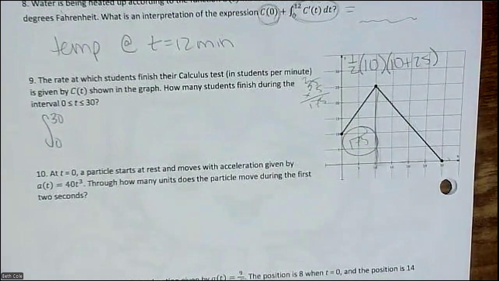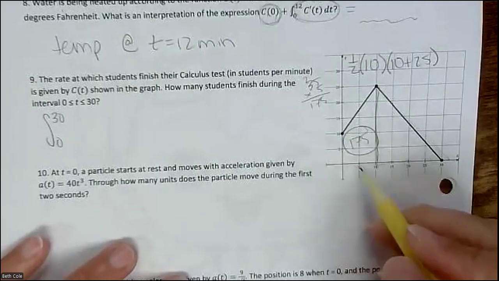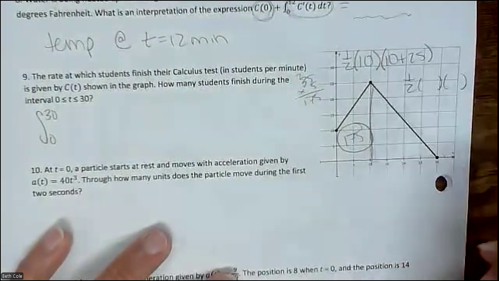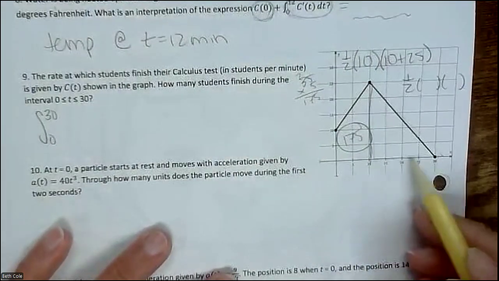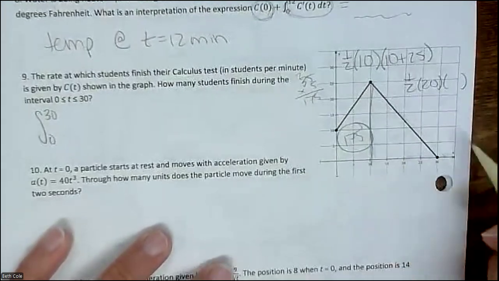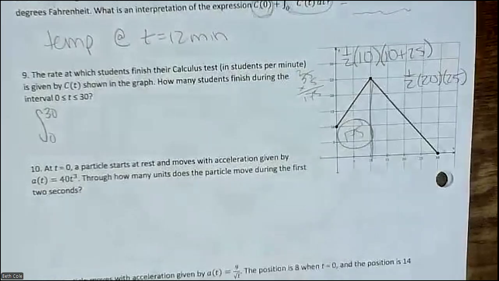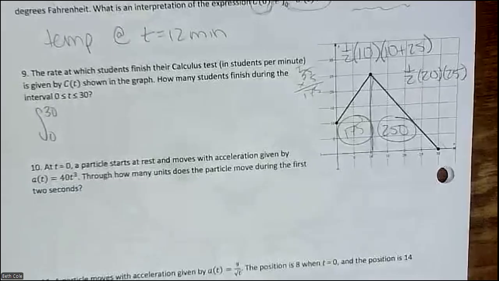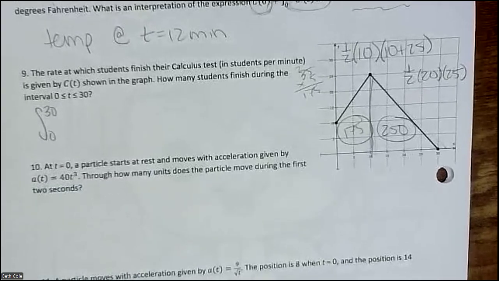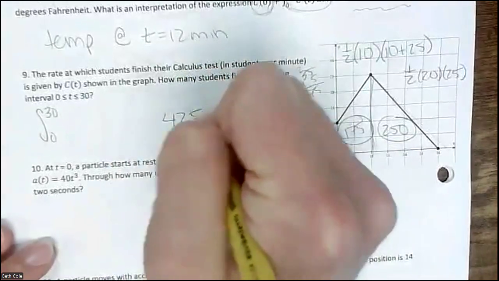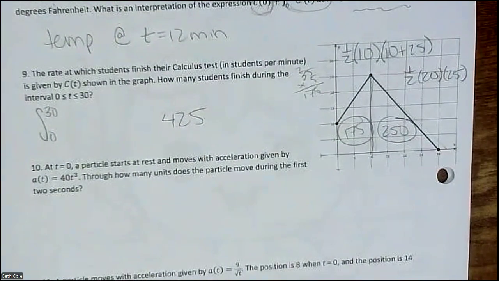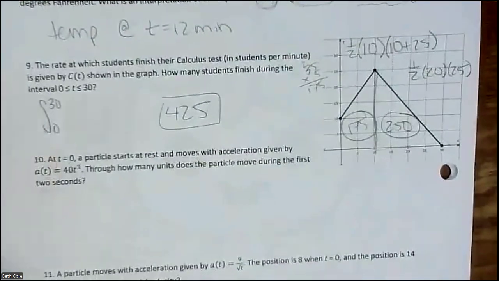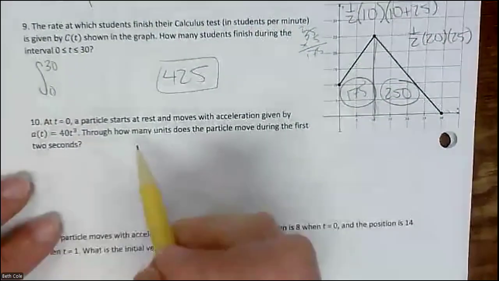I would have maybe broken that up smaller. I would have maybe done like a triangle and a square or something, but whatever. All right. And then the other one is 1/2 base times height. So your base is 20 and your height is 25. Half of 20 is 10 times 25 is 250. So if you add those together, 425. Did I add that right in my head? Yeah, 425.